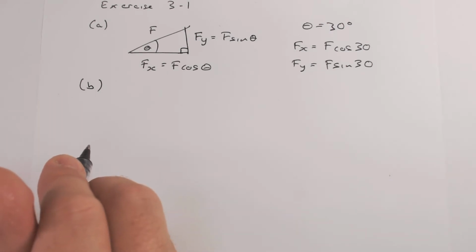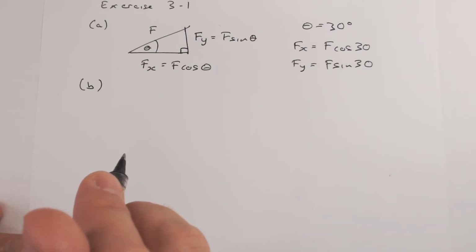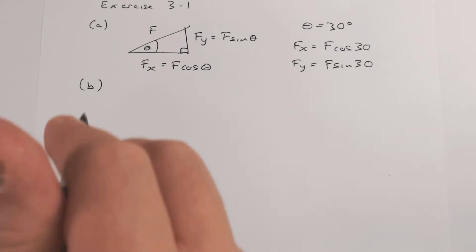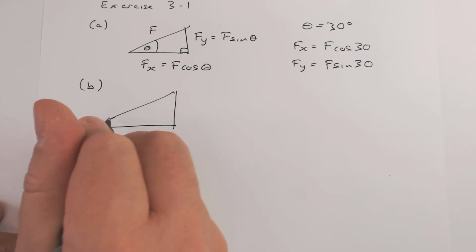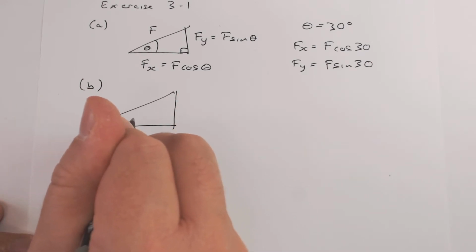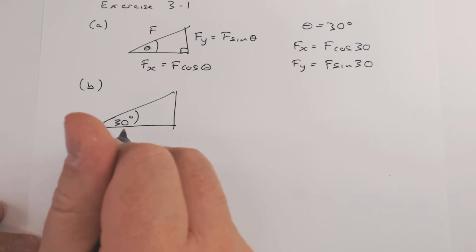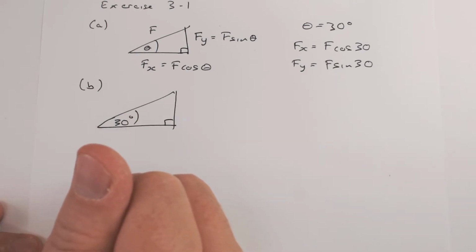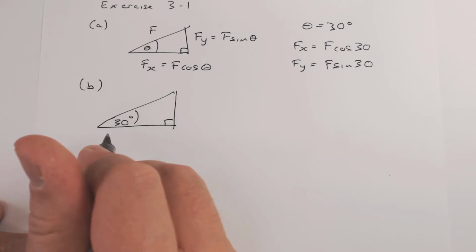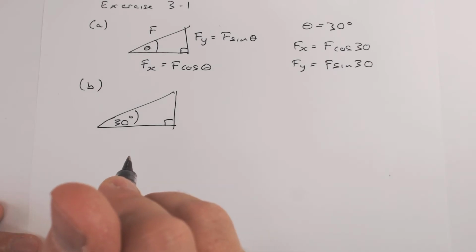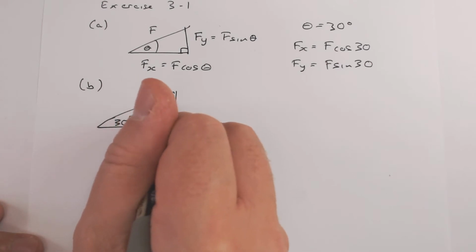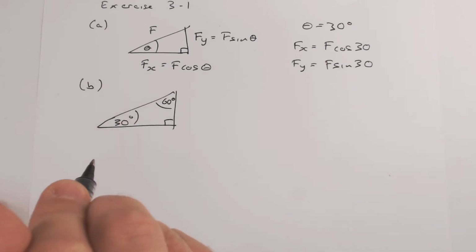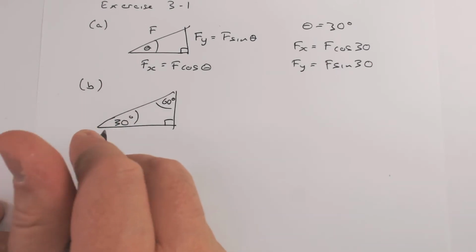B. This time it says state what Fx and Fy is just using cos. Well, this time we want to complete the triangle, I think? So we've got 30 degrees here and 90 degrees here, so that makes 120. 180 take away 120 gives me 60 degrees, so I've got 60 degrees up there.